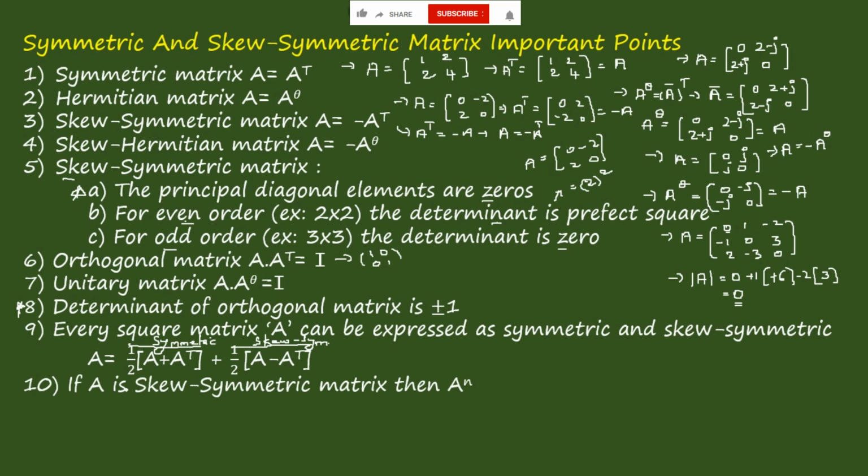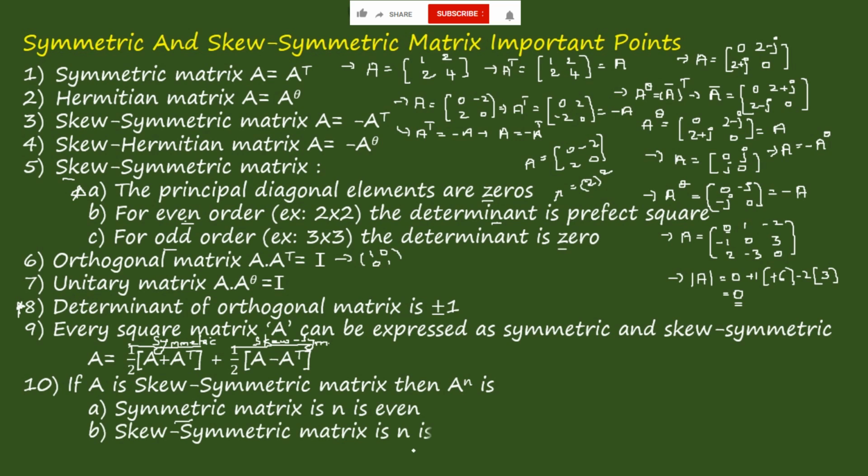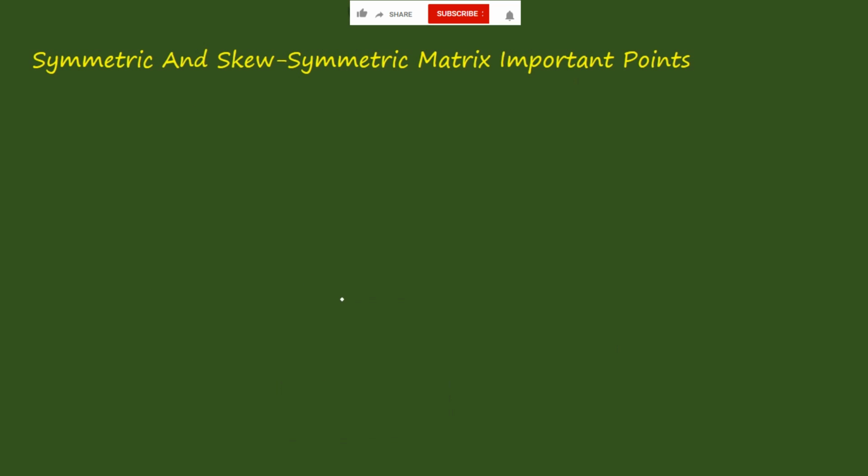Now coming to the next one regarding the skew symmetric matrix. If A is a skew symmetric matrix, then A power n becomes a symmetric matrix when n is an even number, and it becomes a skew symmetric matrix when n is an odd number. These are the basic important things of symmetric and skew symmetric matrices. Coming to a few more important points of symmetric and skew symmetric matrices.